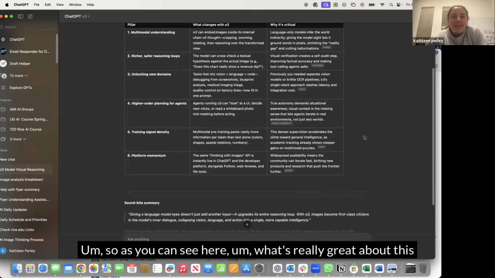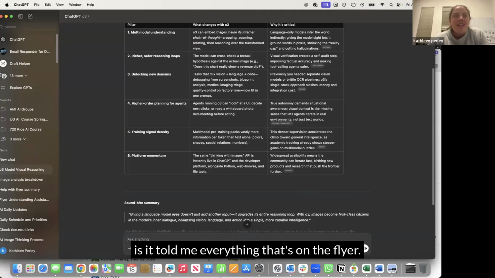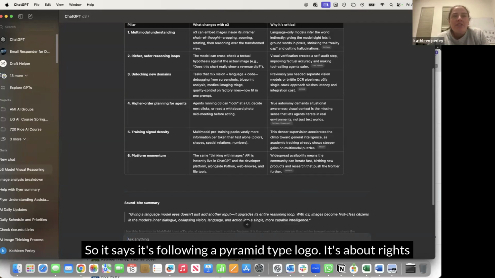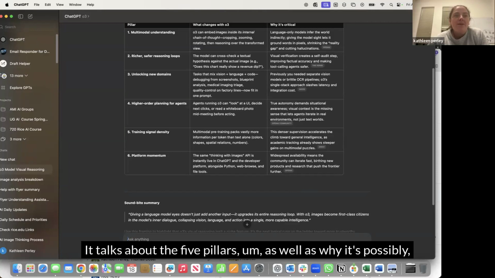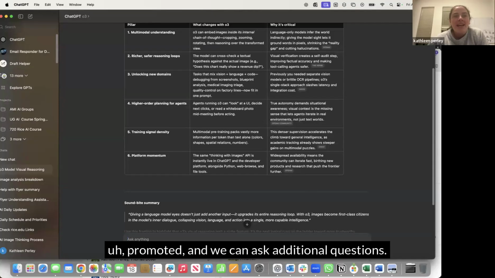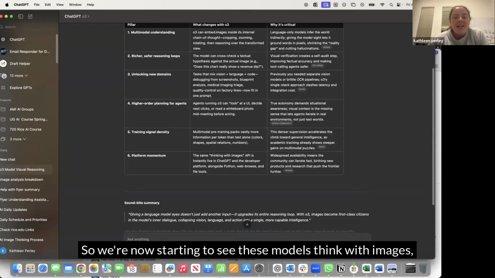So as you can see here, what's really great about this is it told me everything that's on the flyer. So it says it's following a pyramid type logo. It is about Rice Business 2030 vision. It talks about the 5 pillars, as well as why it's possibly promoted, and we can ask additional questions.